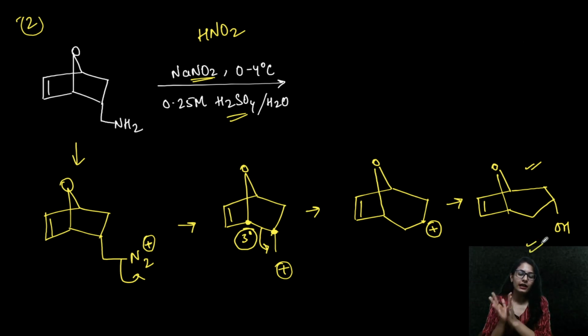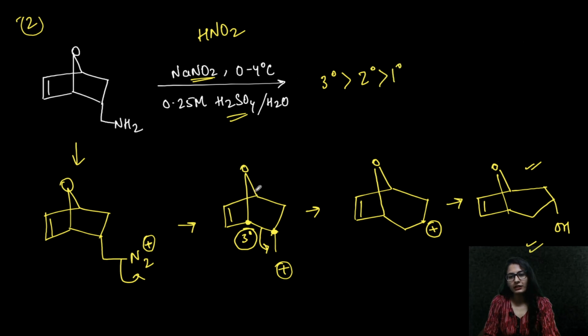Now what is the other product that I'm talking about? The other product is even more interesting because you know that the migratory aptitude of a 3-degree carbon is more than a 2-degree carbon, than a primary carbon. But we do have a primary carbon over here as well. This carbon can also migrate. So in the next slide we are going to talk about the second carbon migrating. Let me just write it once.